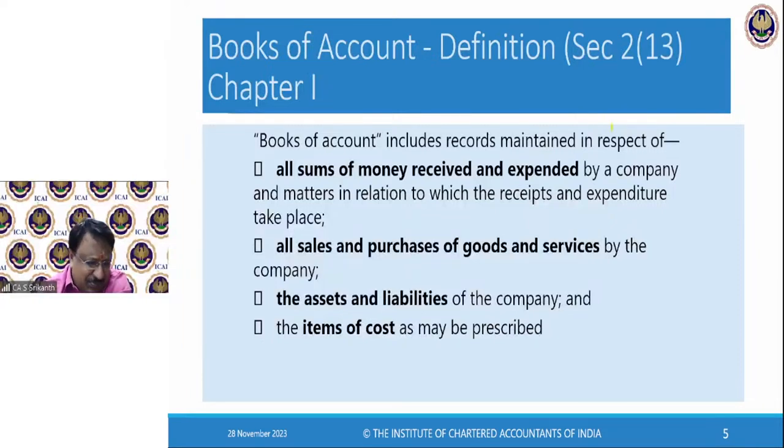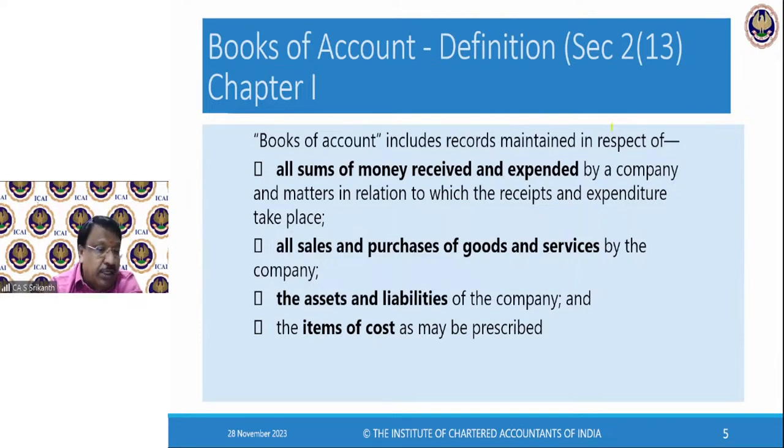That is a little confusing, where on the one hand you are saying accrual, on the other hand you are saying received and expended, as if it's only receipts and payments. Since the accrual basis is there now, every income and every expense has to be accounted. The profit and loss account should reveal a true and fair view. The balance sheet should reveal a true and fair view. All sales and purchase of goods and services by the company, the assets and liabilities of the company, these three are financial. The last one, items of cost as may be prescribed.